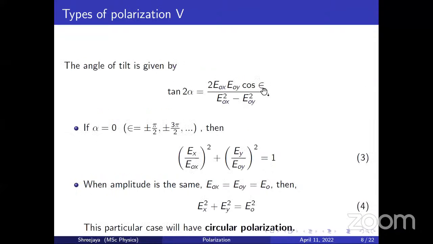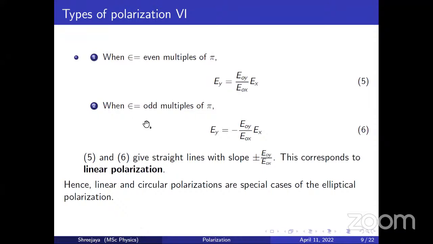So when the phase difference is even multiples of 0 or odd multiples of 0, which also includes even multiples of pi, odd multiples of pi, which also includes 0, we obtain two straight line equations given by equations 5 and 6, which have the slope plus or minus the ratio of the amplitudes of the electric field components, and this corresponds to linear polarization. So linear polarization and circular polarization are just special cases of elliptical polarization.